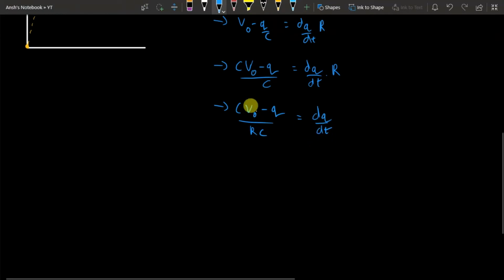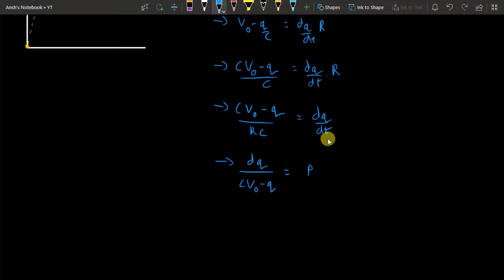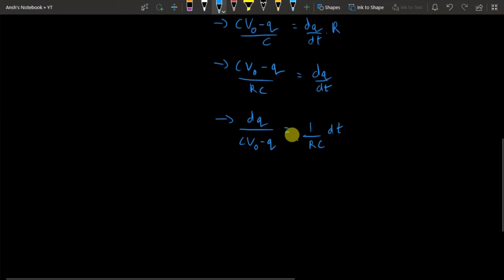Let's take dt on the right side and take the numerator on the right hand side down here. So we get dq over (cv naught minus q) is equal to 1 over rc into dt. Now let's integrate both sides of this equation.